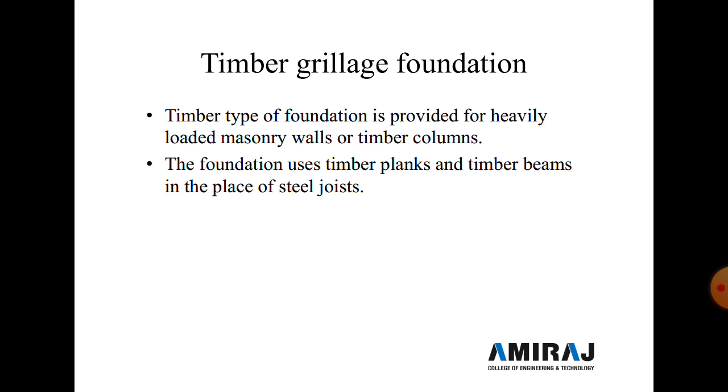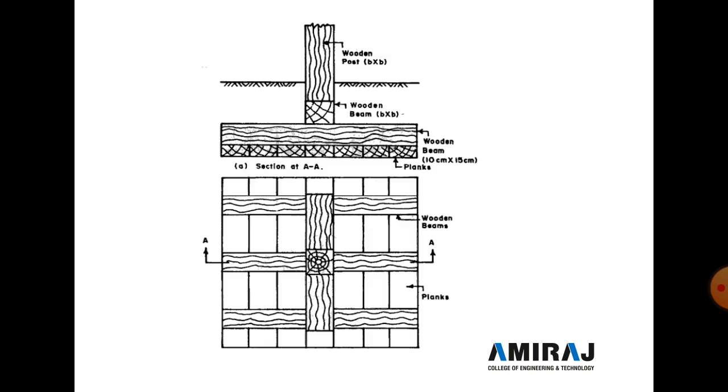Now next is a timber grillage foundation. This type of foundation is provided for a heavily loaded masonry wall or a timber column. This foundation is especially useful in a waterlogged area where the bearing capacity of the soil is very low and where the loading on the soil is limited up to 50 to 60 kilonewton per square meter. The foundation uses timber plank and timber beam in place of steel joists. No concrete is embedded between the timber joists, and the bottom concrete provided in a steel grillage foundation is replaced by a timber platform constructed on timber plank.